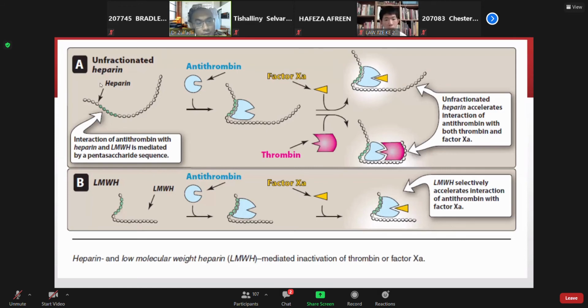Comparing heparin and also low molecular weight heparin.